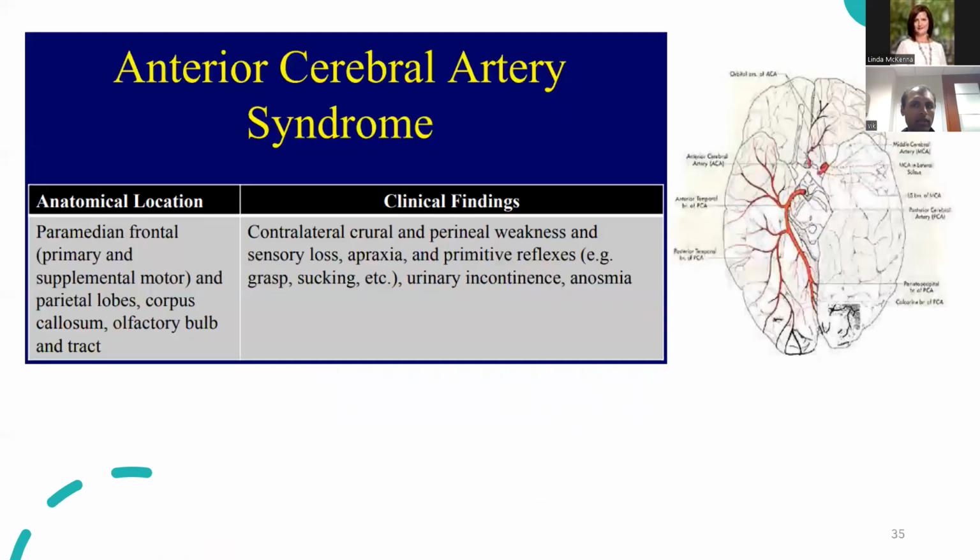And the main syndrome responsible for ACA occlusion, which I would say is more rare than MCA occlusion, will cause stroke in the paramedian frontal lobes, parietal lobe, corpus callosum, and olfactory bulb. This is where you get contralateral weakness, sensory loss, apraxia, and urinary incontinence, as well as anosmia, since you're not able to supply the olfactory bulb.